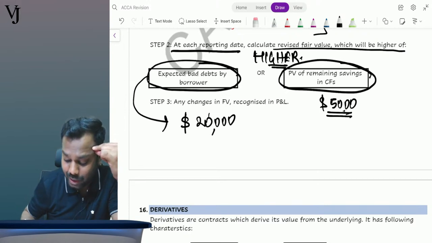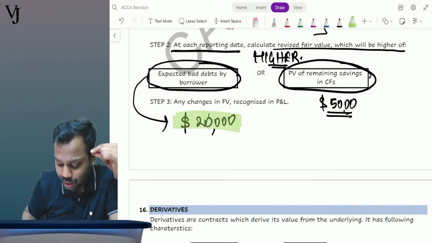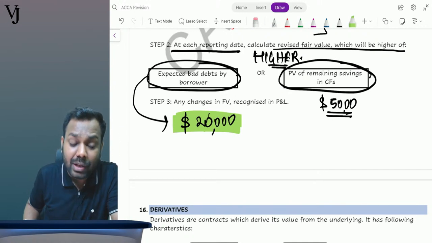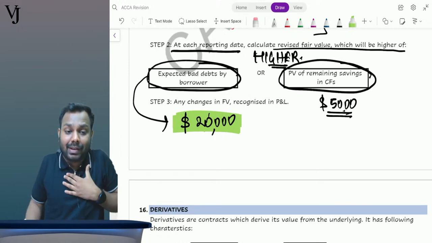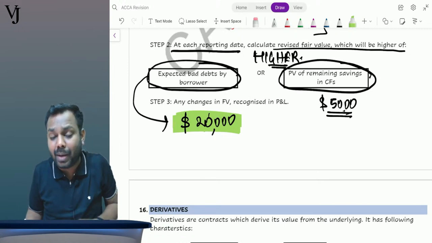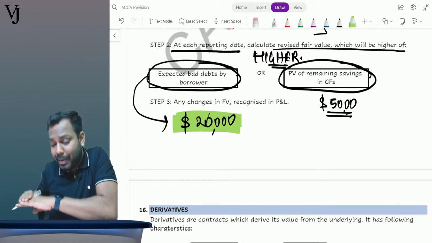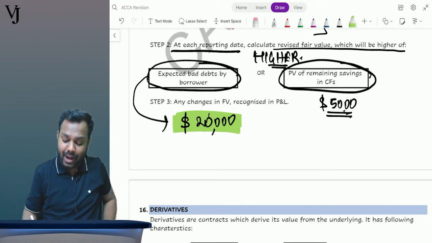My obligation is $20,000. Why? Because I have to pay this $20,000 back to SBI. I will have to pay this to SBI because my subsidiary Big Basket will not be able to repay it back to SBI. So it is my obligation now, because I have given a financial guarantee to the bank that if Big Basket is unable to repay, I will repay. So that's the reason why I say higher of.